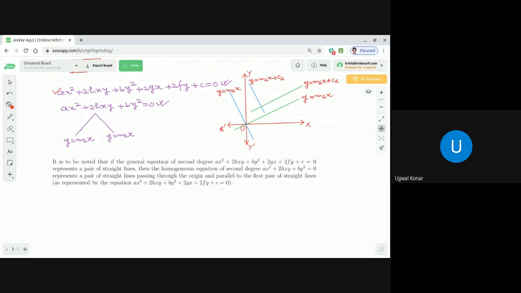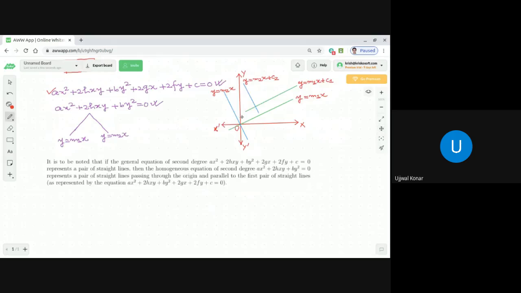Okay. Now, dear students, as we understood this, one thing is obvious. Whatever the angle between the straight lines represented by ax² + 2hxy + by² = 0 should be the angle between the straight lines represented by ax² + 2hxy + by² + 2gx + 2fy + c = 0. Right? So what I wanted to mean is that if this angle is theta, then this angle should also be theta.